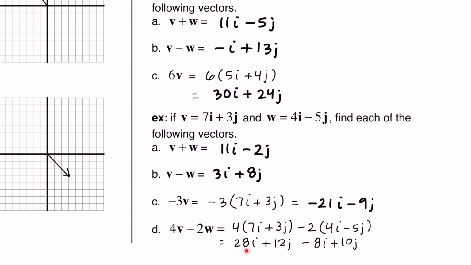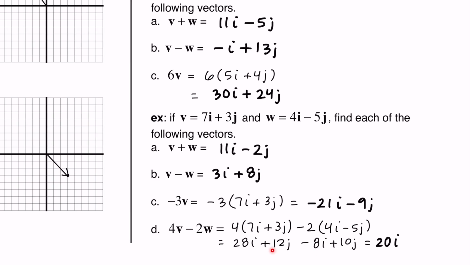So here we have 28i plus 12j, and then over here we have negative 8i and positive 10j. Again, we'll finish this by combining the corresponding components. So 28i minus 8i is going to be 20i, and 12j plus 10j will be 22j. So here's our final answer, 20i plus 22j.